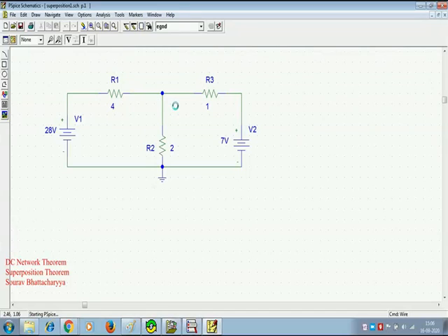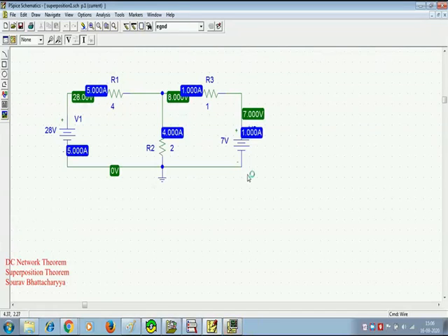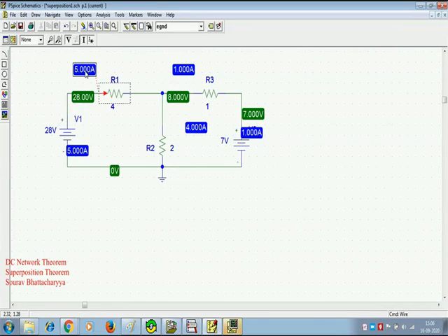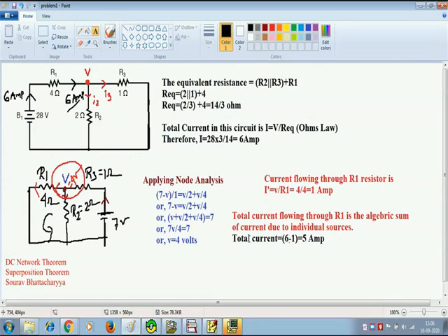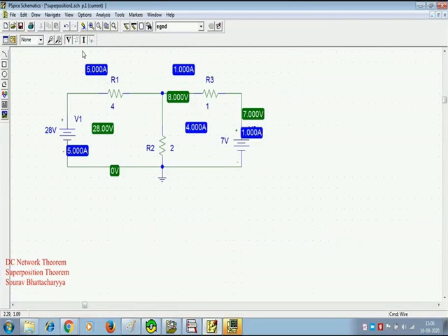So after simulation you will get the node voltage and current across the terminals. See here, the current of 5 ampere is flowing through R1 resistance. I am not going to explain the other currents, as we have found the current through the 4 ohm resistance, or the current through R1 resistance, is equal to 5 ampere. So in this problem also we have found the total current flowing through R1 is equal to 5 ampere. So we can say our solution of the problem is right.